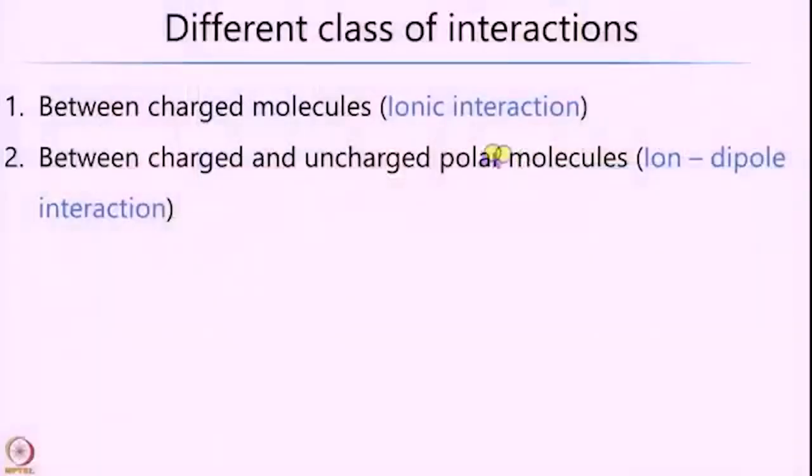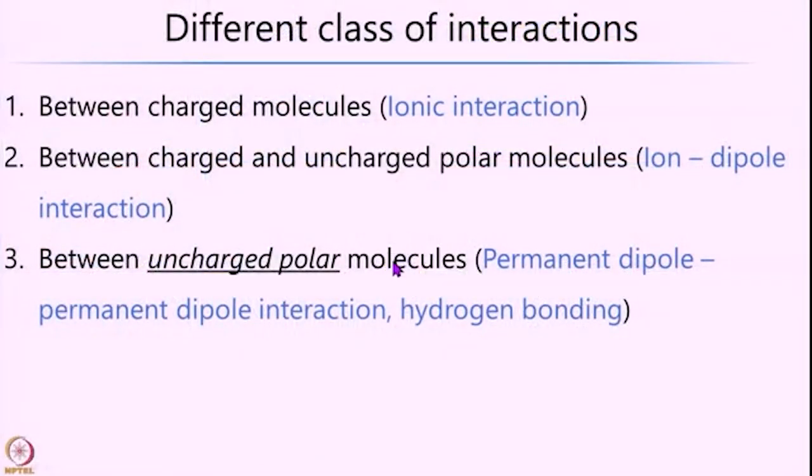The next interaction is between a charged and an uncharged but polar molecule. We shall see an example of this soon, and such interactions are called ion-dipole interactions, because you have a cation or an anion interacting with an uncharged but polar molecule.